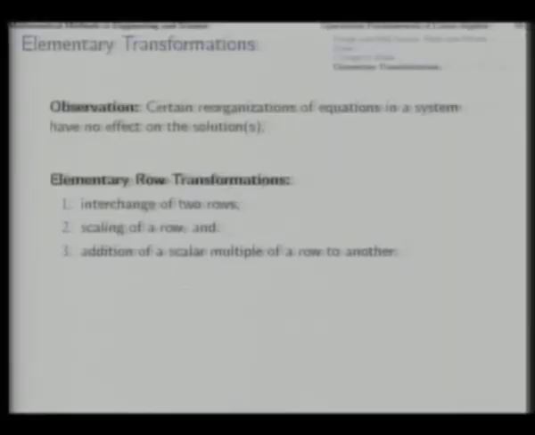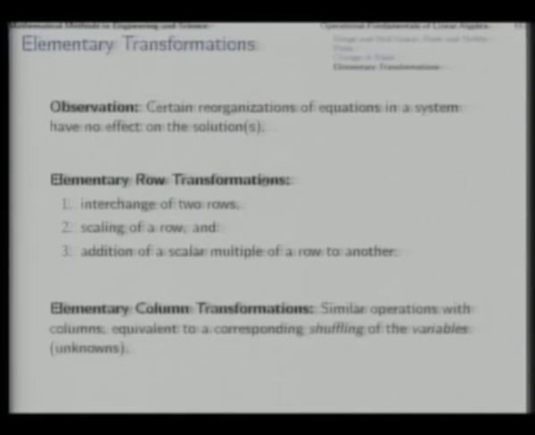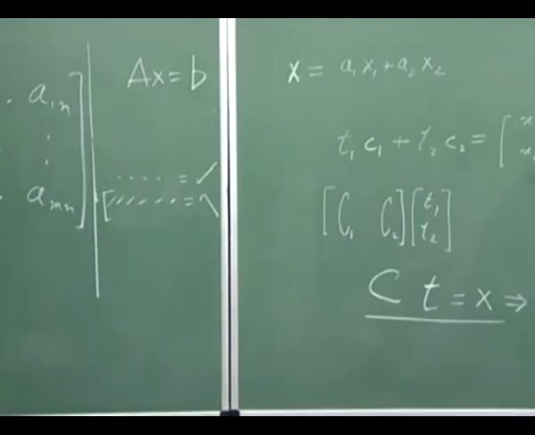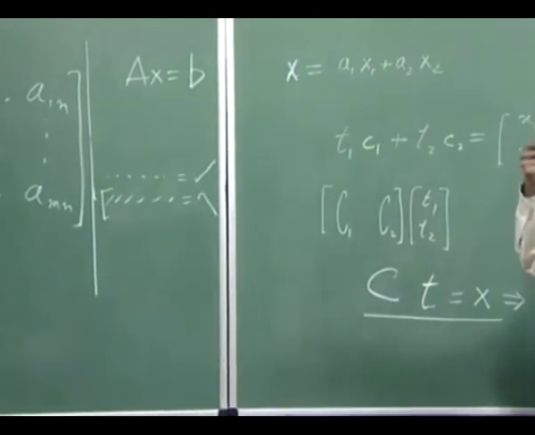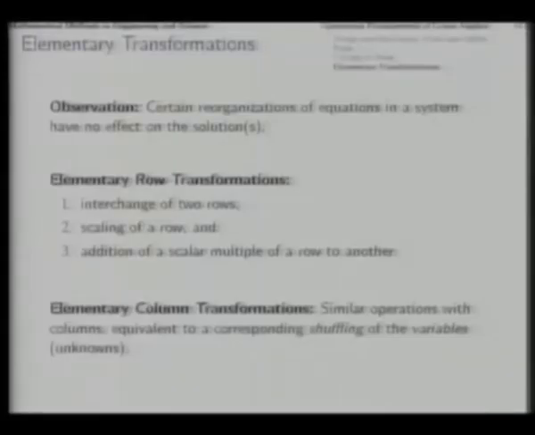Corresponding to these three elementary row transformations, we have elementary column transformations also. Similar operations with columns are equivalent to corresponding shuffling of not the equations, but of the variables. In that case, interchanging of the first and second column will mean the equivalent of writing x1 and x2 in the reversed manner.